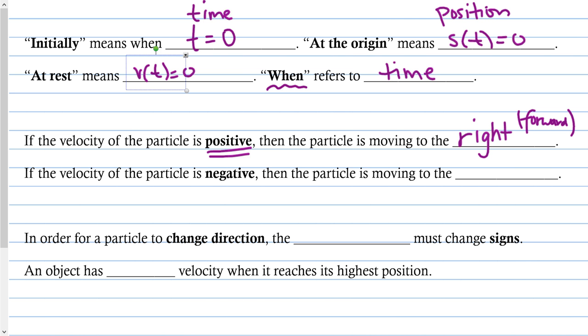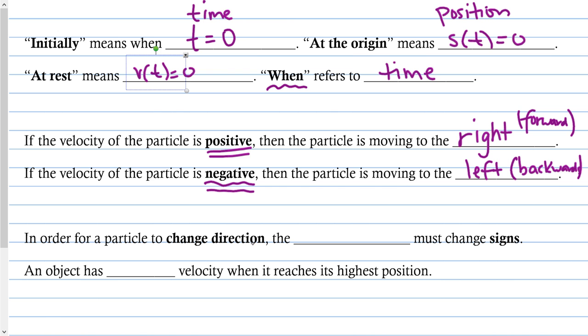If the velocity of the particle is negative, then the particle is said to be moving to the left, which is sometimes backwards. It depends on the problem. If they're talking about forward and backwards, it's the same as right or left.